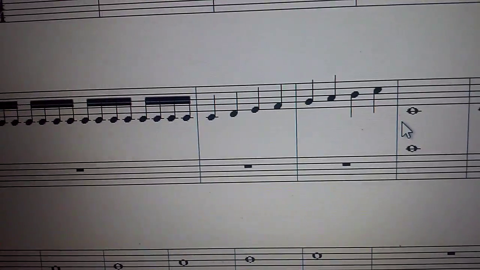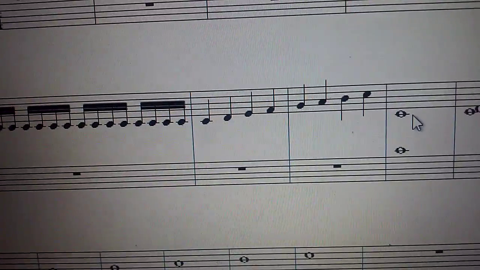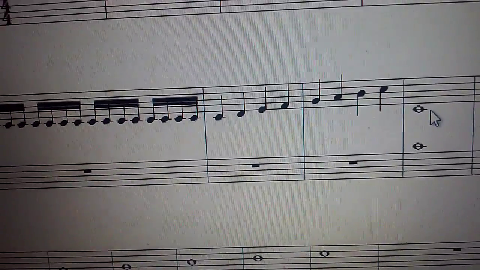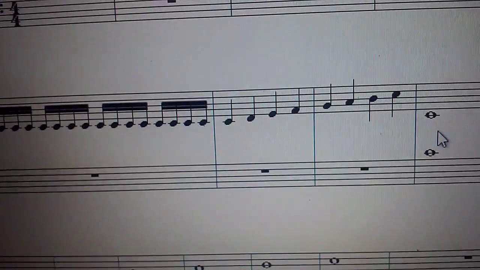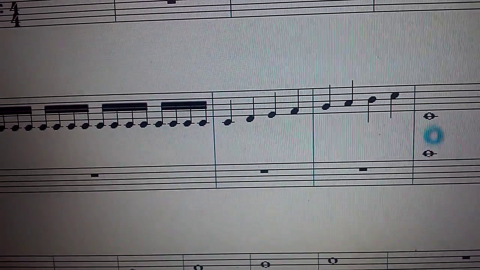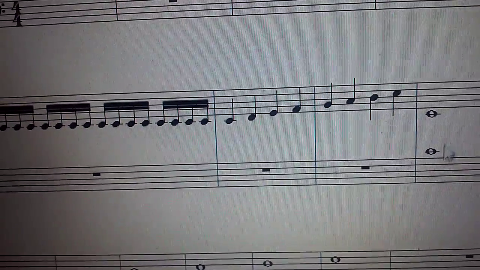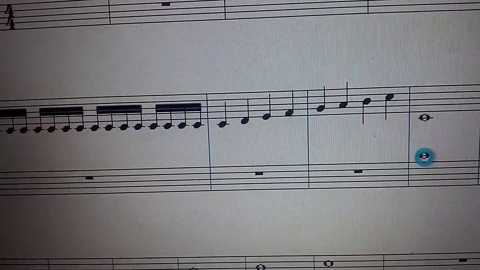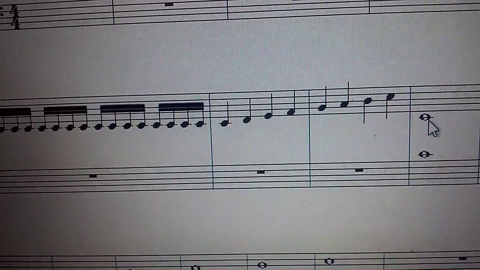So, the first interval you're going to learn here is what's called a perfect prime, or a perfect unison, or unison. All four names, the same thing. Two pitches that sound the same. Two separate pitches. Imagine this as two people singing the same pitch. One person singing this one, one person singing this one. They will sound exactly the same.